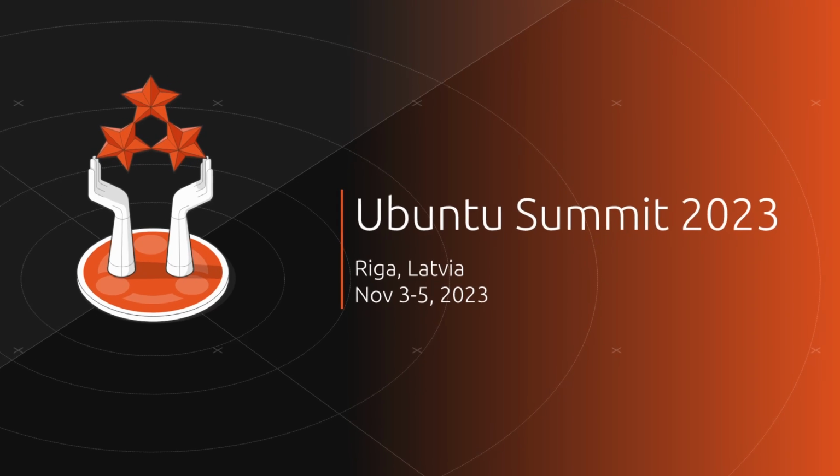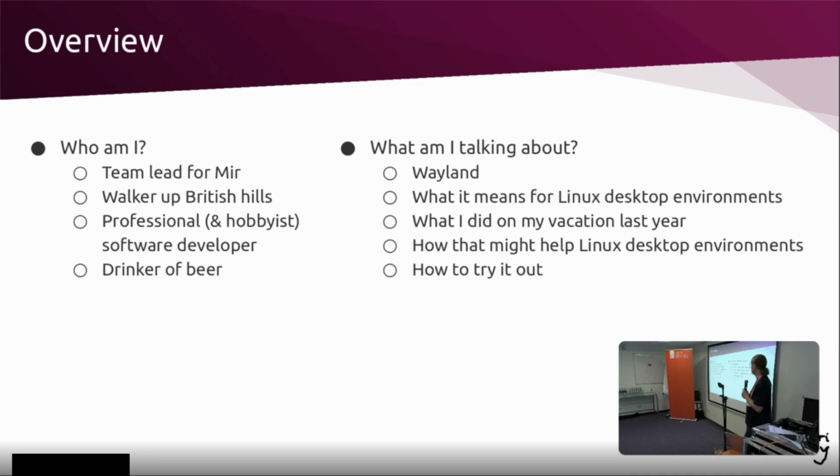So I'm Alan Griffiths. I'm the team lead on the Mir project, which is a set of libraries for building compositors and a few compositors based on that. I also like to walk up the hills in my native country of Great Britain. And I'm a professional and hobbyist software developer. You'll also notice that I drink beer.